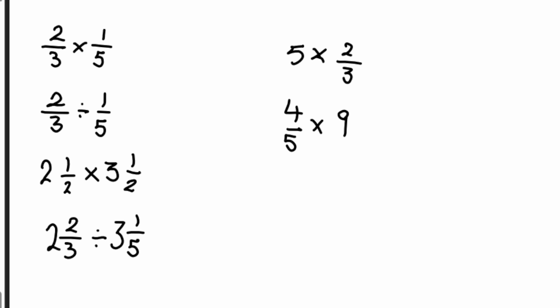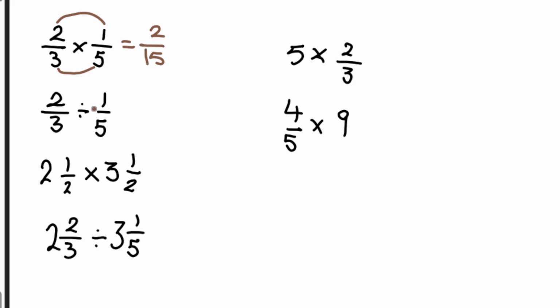In this video, I would like to explain how to multiply and divide fractions, including mixed numbers. So let's go. The first question here, 2/3 times 1/5. When it comes to multiplication, just multiply the numerators. 2 times 1 is 2, and multiply the denominators. 3 times 5 is 15, and that's your final answer.